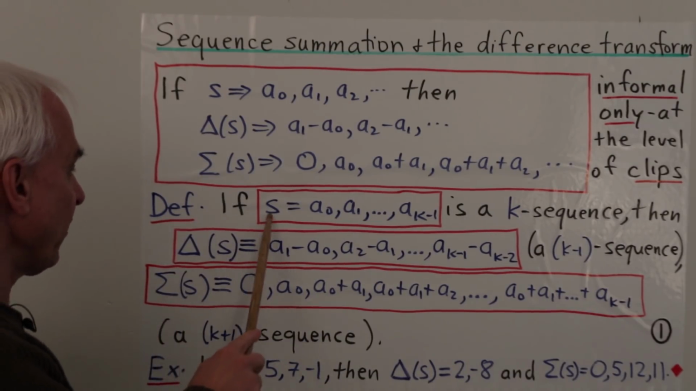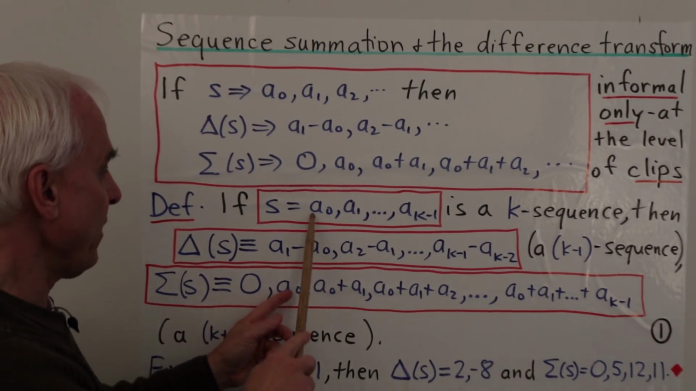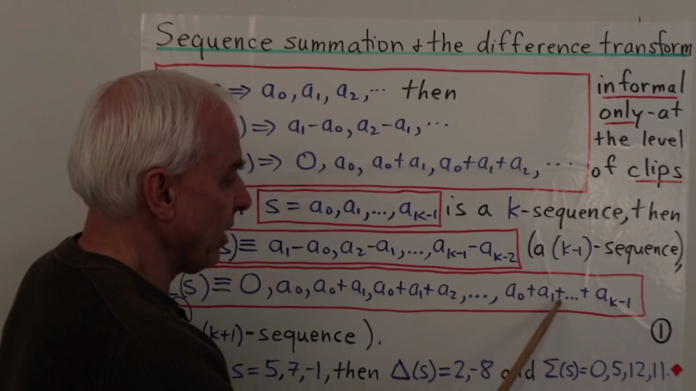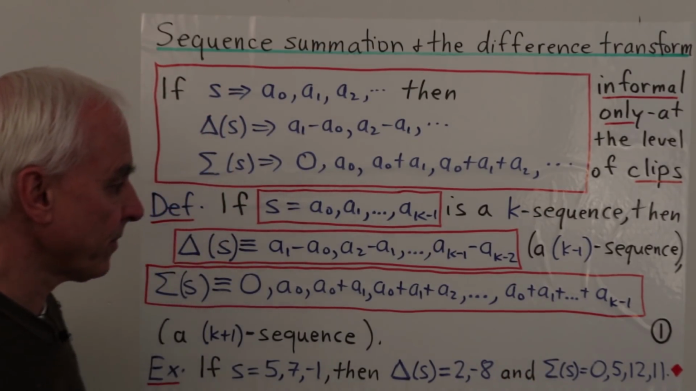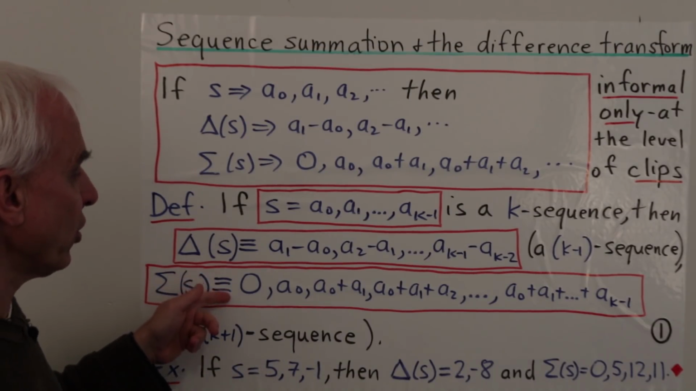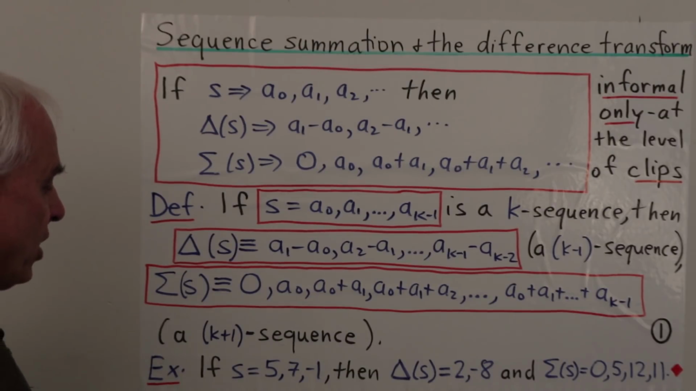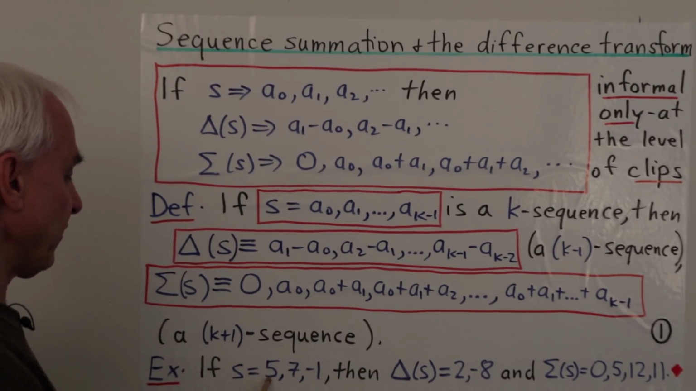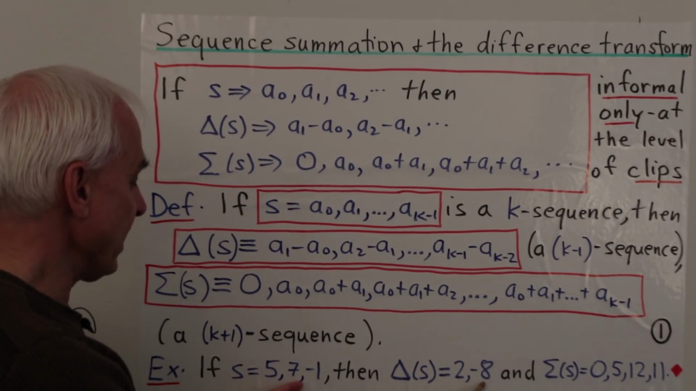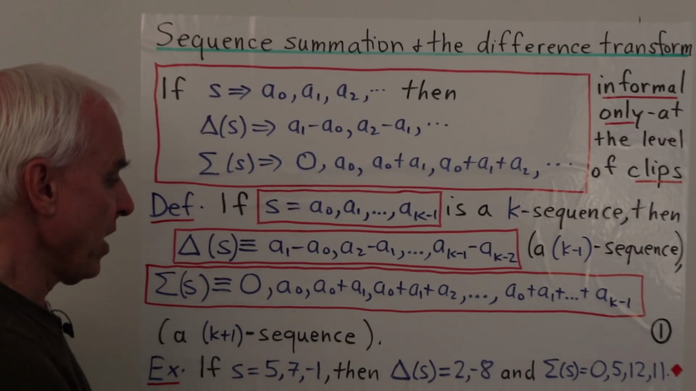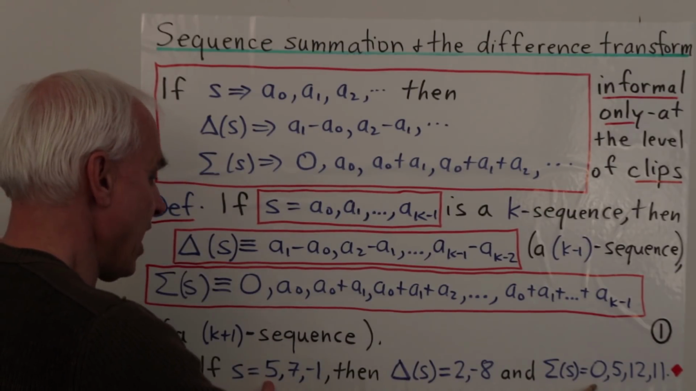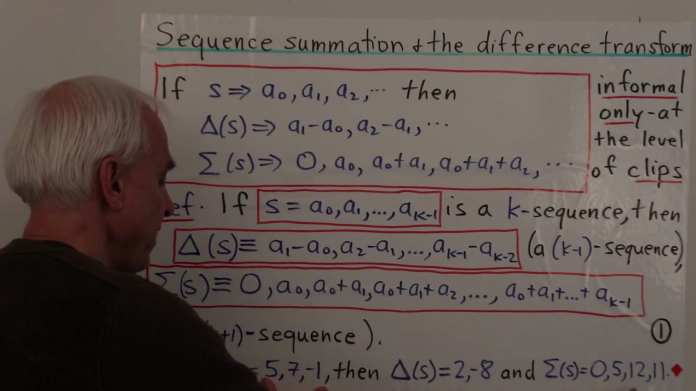So the summation of this sequence S is always starting with 0, and then A0, then A0 plus A1, and so on, all the way up to the final sum, A0 plus A1 plus all the way up to A(K minus 1). And if you look at it here, this is a K plus 1 sequence. It has one more term than does the original sequence. So for example, if we start with the sequence S equals 5, 7, minus 1, then the difference of S is 2, minus 8. Successive differences there. While the summation of S is 0, always starting with 0, and then 5, and then 12, and then 11.